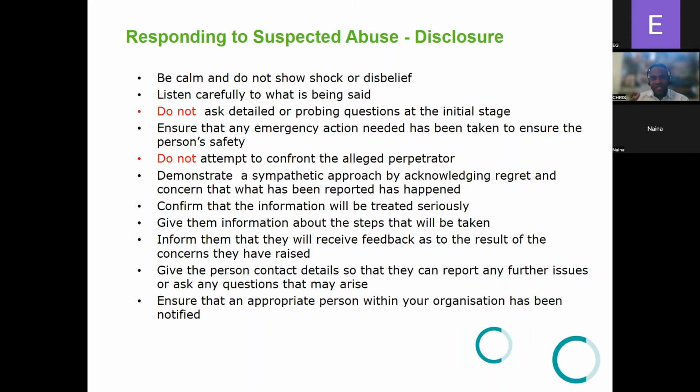Again, it has to come under the workplace policy and procedures. Very, very important. You have to make sure you follow the workplace policy and procedures. It is important to know what the procedure is in case of such emergencies. Number 5, do not attempt to confront the alleged perpetrator. You don't do that because you are not the law, you are not the police officer. They may harm you as well. So you don't confront anybody.